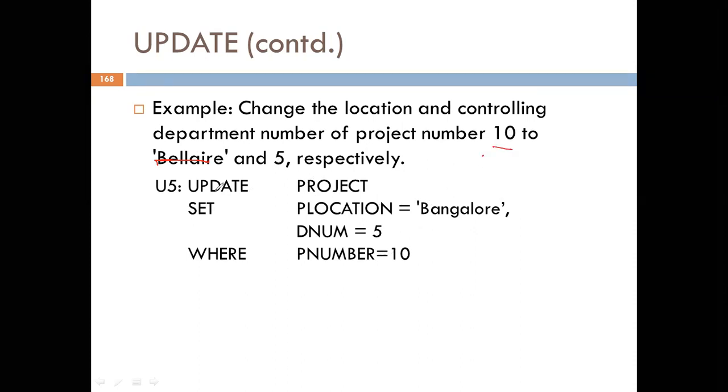So update the table named project, set project location is equal to Bangalore and comma department number is equal to 5 where project number is 10. This is being asked in the question. If we want to update multiple attributes, then we have to separate them with a comma, and the condition is written in the where clause. So the location will be set to Bangalore and department number will be set to 5 where the condition is project number is 10. The project with number 10, its location and department number will be modified.